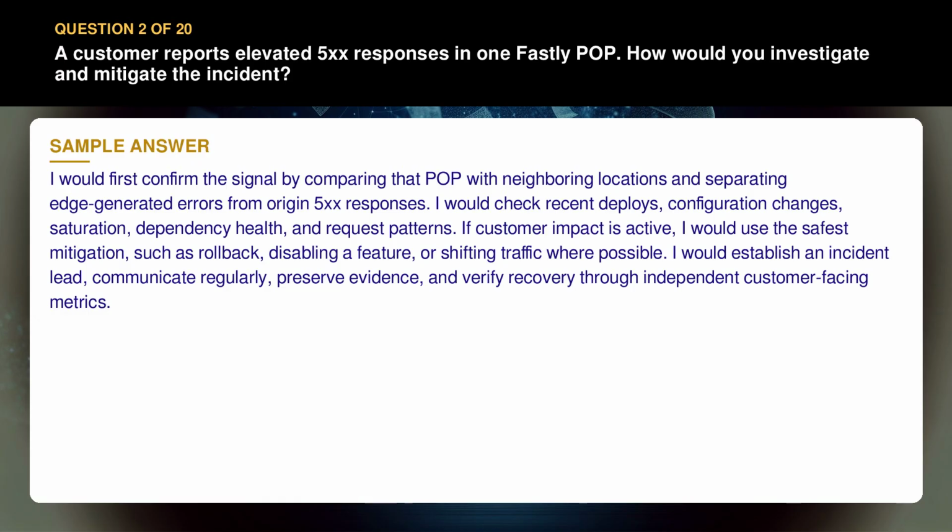responses. I would check recent deploys, configuration changes, saturation, dependency health, and request patterns. If customer impact is active, I would use the safest mitigation, such as rollback, disabling a feature, or shifting traffic where possible. I would establish an incident lead, communicate regularly, preserve evidence, and verify recovery through independent customer-facing metrics.